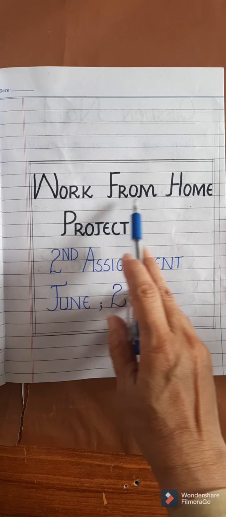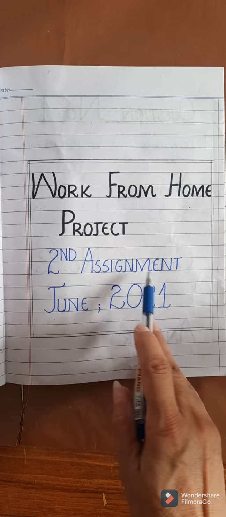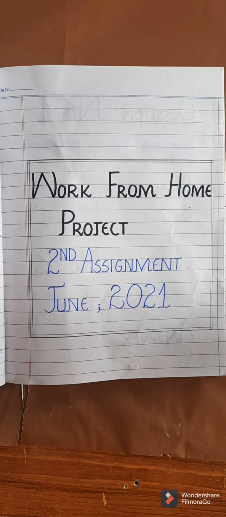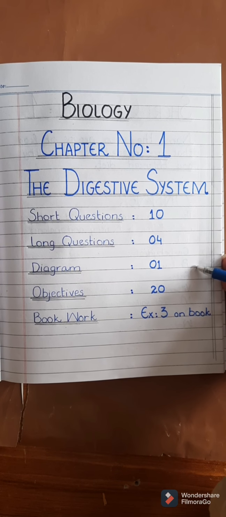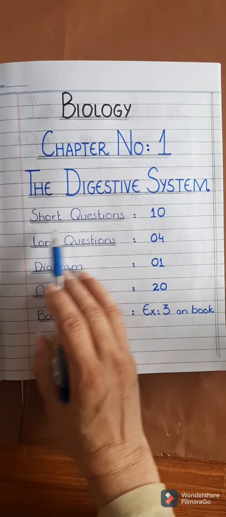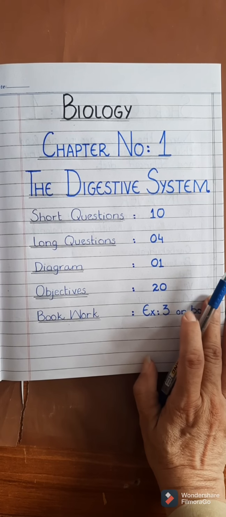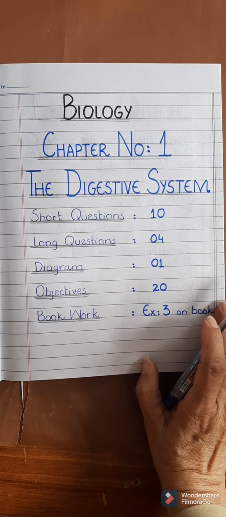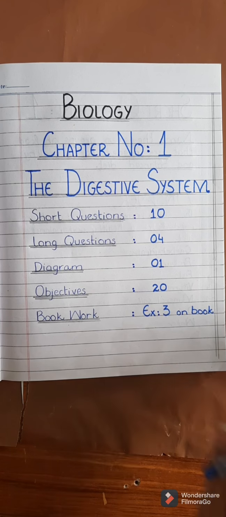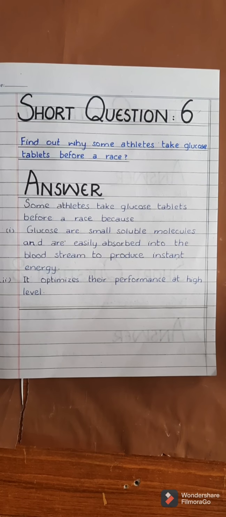This was all about the work from home project, second assignment, June 2021. This is the title page of chapter number 1. In this you can see that the total number of short questions is 10. 5 of the short questions are already done in your copy. Now it's time for the rest of the 5 questions.